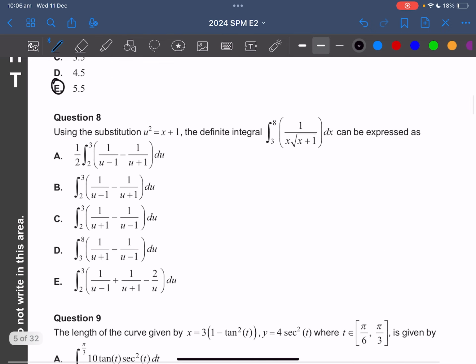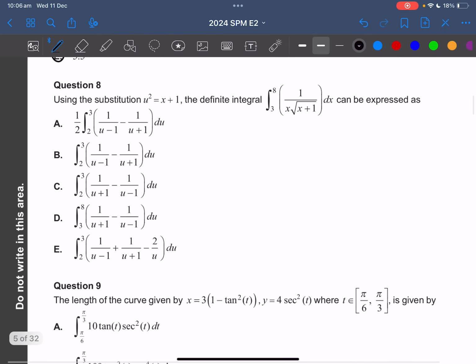Okay. So using the substitution, u squared equals x plus 1, the definite integral can be expressed as. Okay, so if u squared equals x plus 1, then u is equal to the square root of x plus 1, right? And the second thing is that x is equal to u squared minus 1.